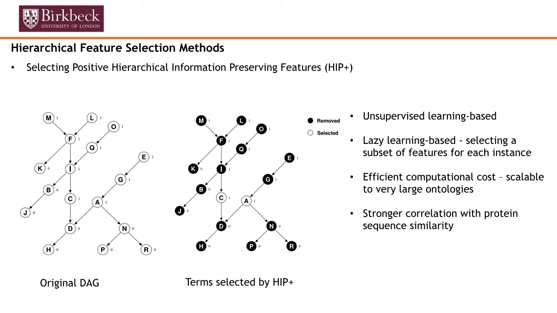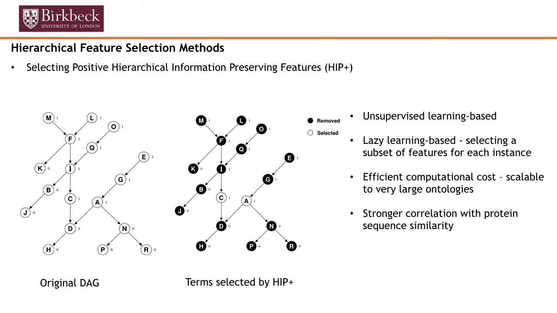The reason we're doing that is because this type of hierarchical dependency, or this redundancy information, only appears in the lazy learning paradigm, that is, only for an individual instance. In this case, that means I will need to do this hierarchical feature selection for individual genes.